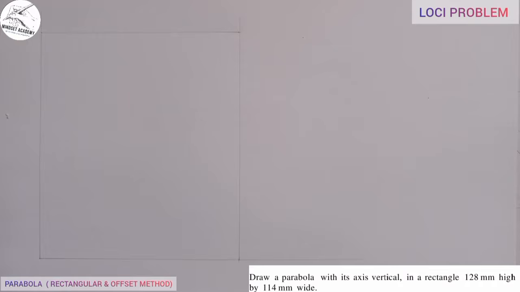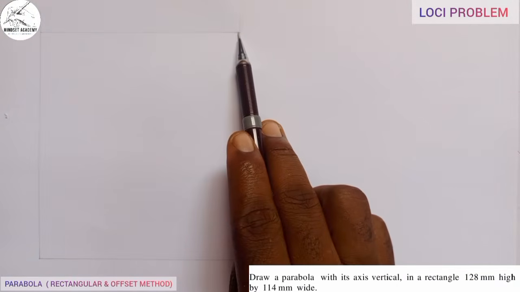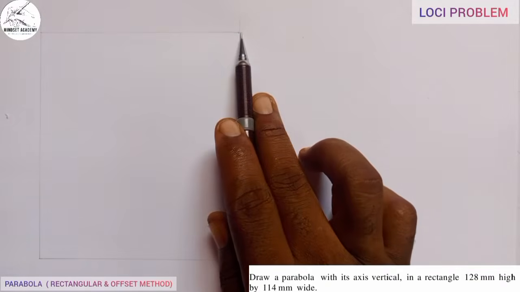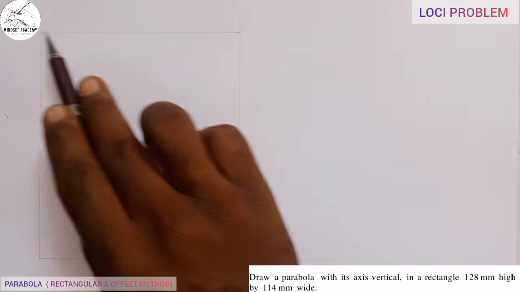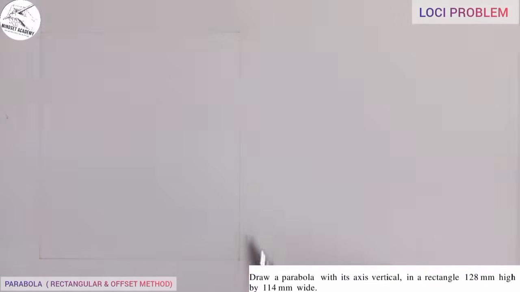is to divide from here to here into 8 and from here to here into 4. Or from here to here into 10, and from here to here into 5. The choice is yours. The most important thing is for you to bring out your parabola.